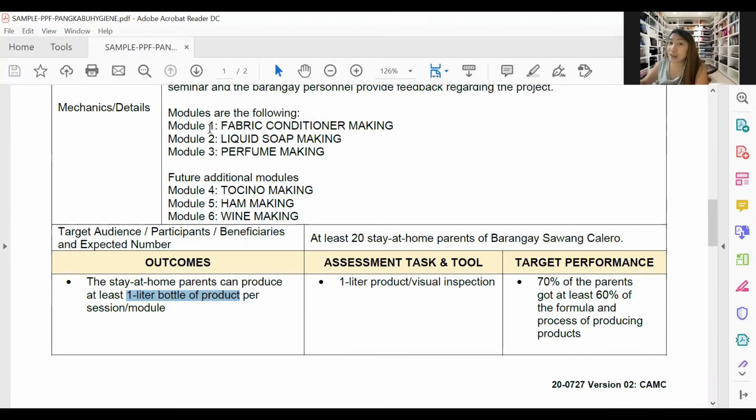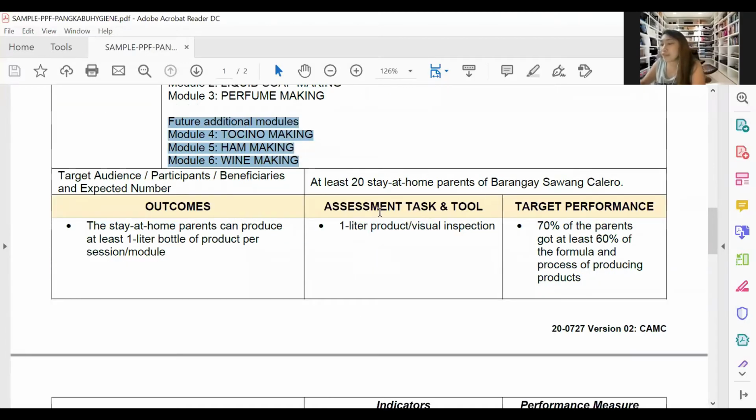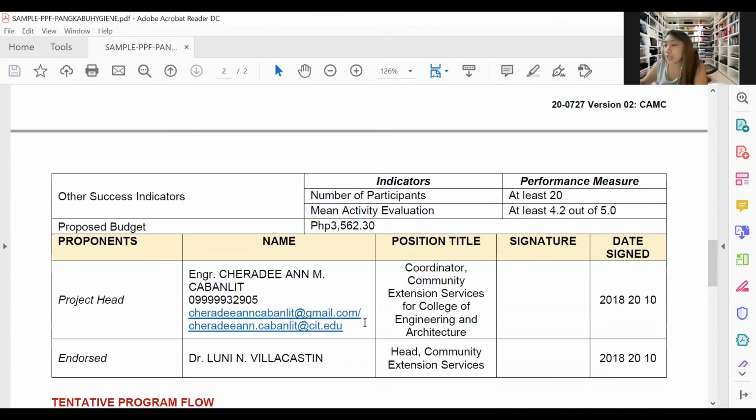So actually, we have already finished module 1, 2, and 3. So the other modules are still in the making. Then we have the assessment task and tools. So visual inspection of the product if it's correctly done, or if you have other assessment tools, you can also do that. And our target performance is that at least 70% of the 60 are able to understand the process of making the formula. Okay?